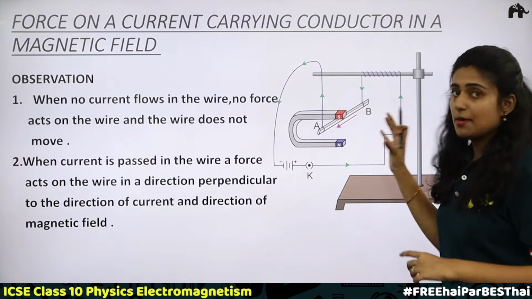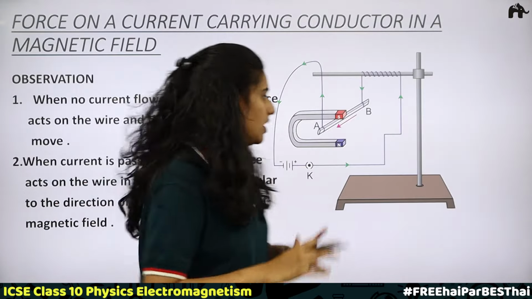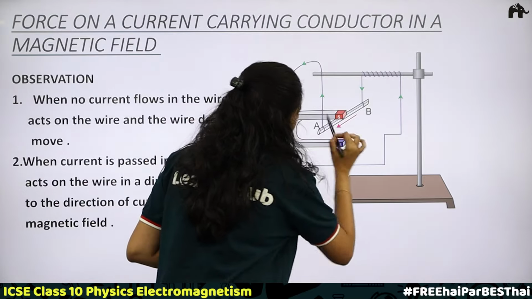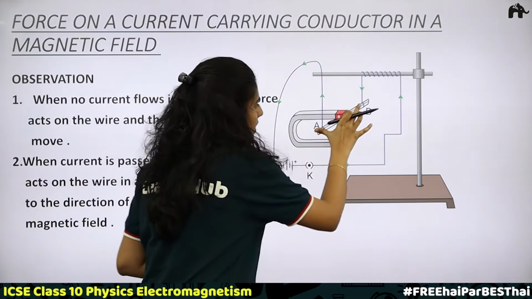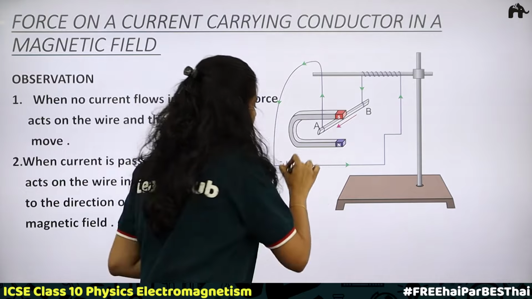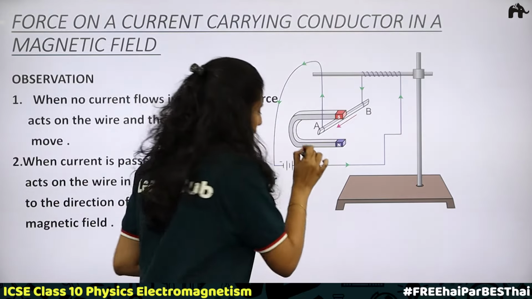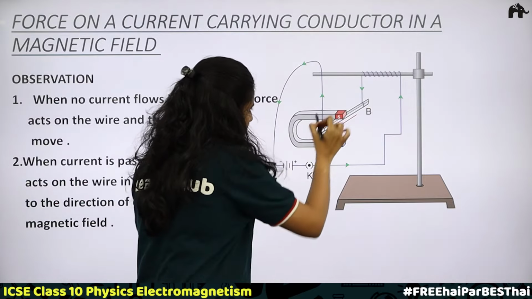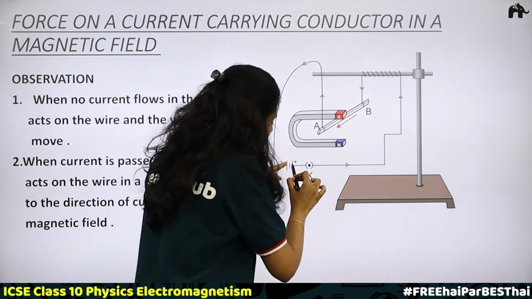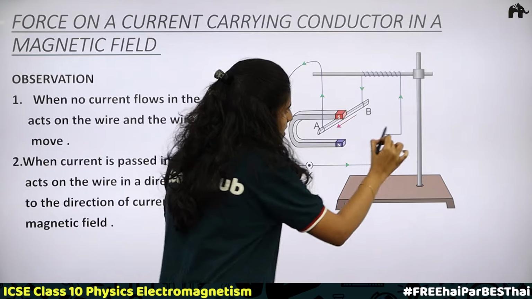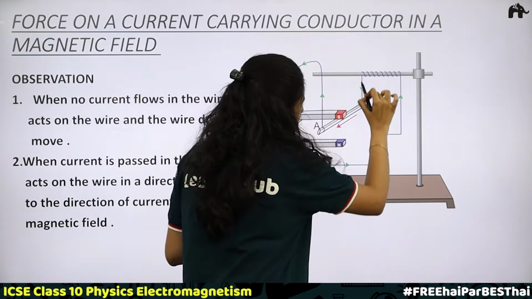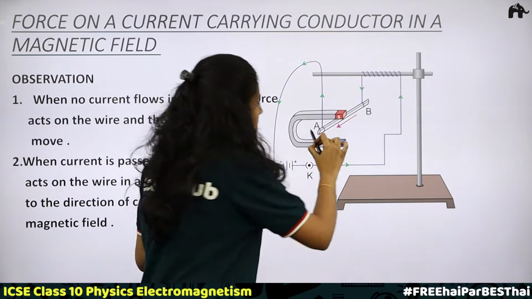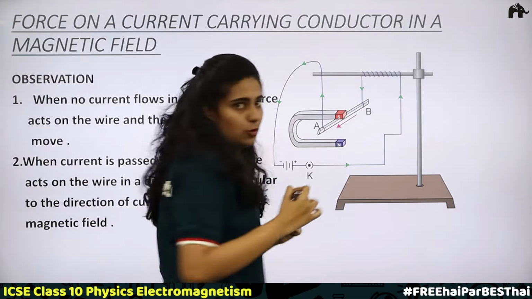Now we'll discuss how the experiment is performed. You have to see that here we have a current carrying wire. Initially it will be at rest, but when current starts flowing through it, that is when you plug in the key, what happens? Here electrons flow in this direction from negative to positive, and this is the direction of current. So through this conducting wire the current will flow.